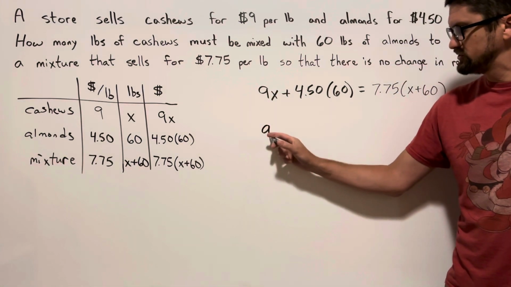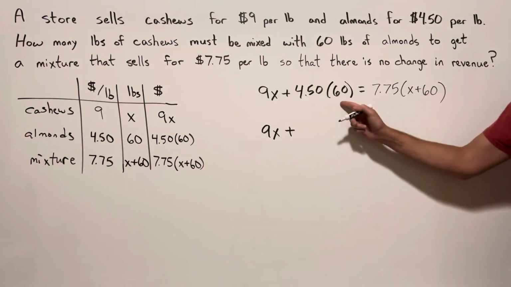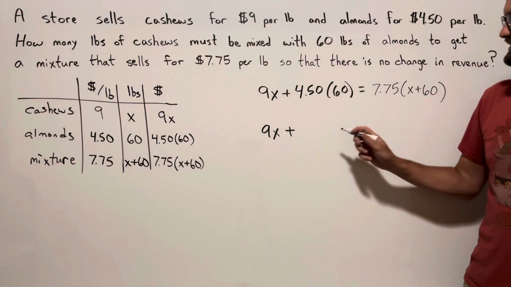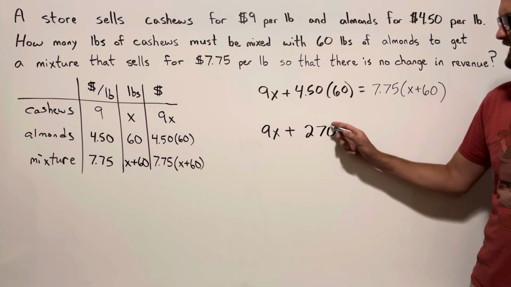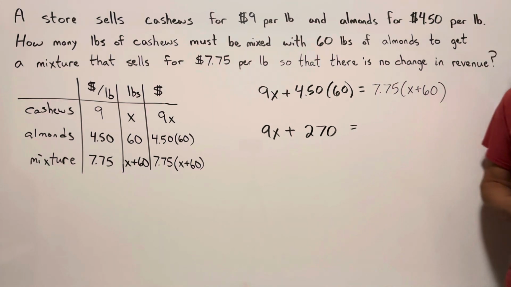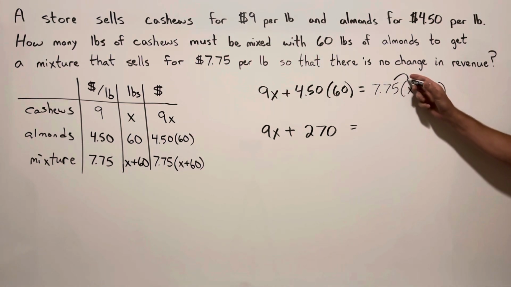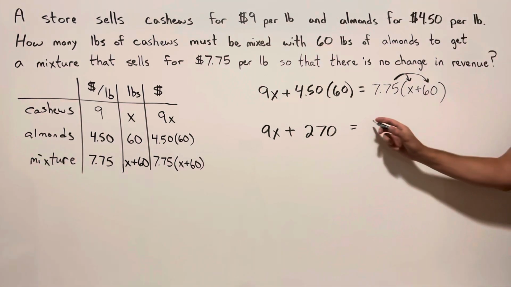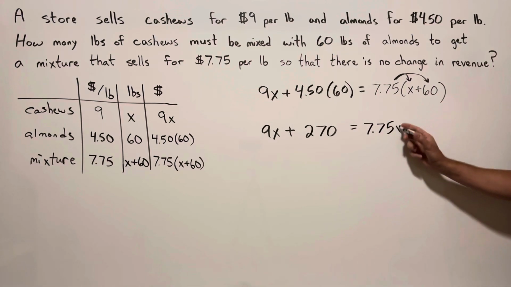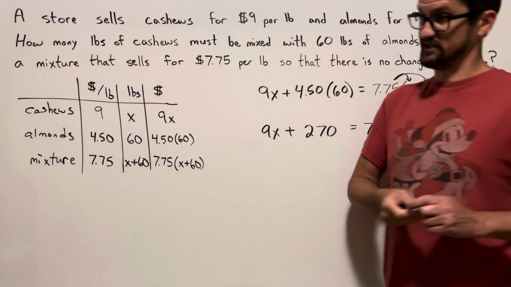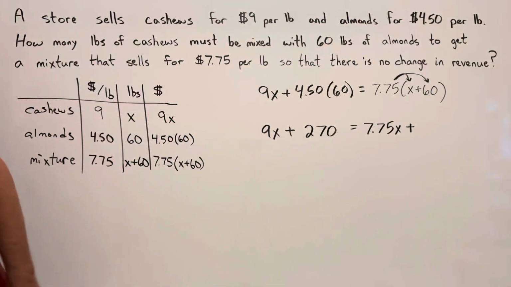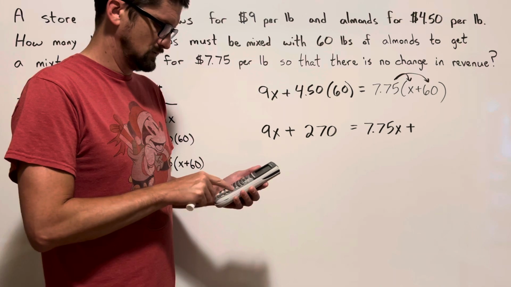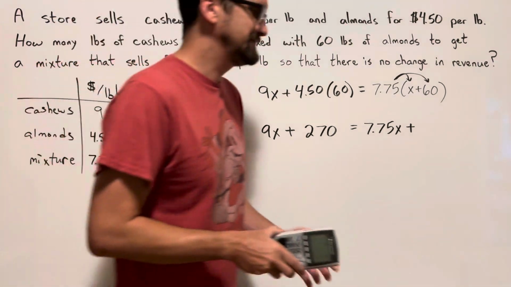All right, so here I'm going to multiply 4.50 times 60. That's going to give me 270. And then I'm going to distribute the 7.75 here. So I got 7.75 times X, and then 7.75 times 60. Let me use a calculator. That's going to give you 465.